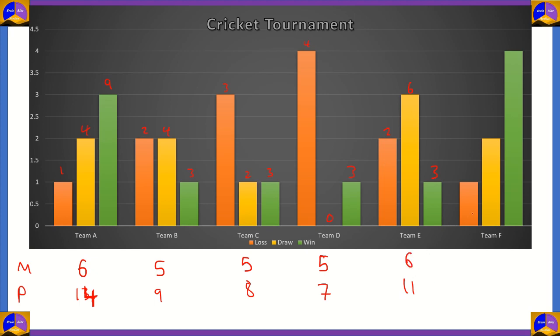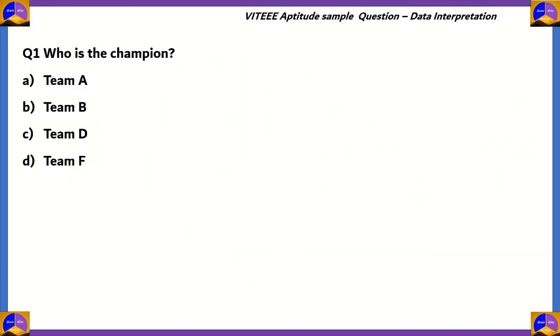And finally, you have Team F. They lost a match, so that's 1. They drew 2 matches, so that's 4. And they won an astounding 4 matches, so that gives them 12. So they played 7 matches, and they scored 17 points. So these are the number of matches that each team played and the number of points that each team has scored. Now let's look at the 3 questions.